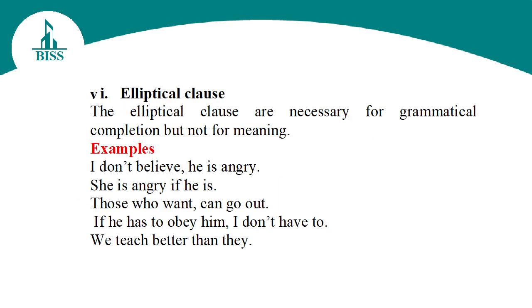Elliptical clause is the sixth kind of dependent clause. Elliptical clause. The elliptical clauses are necessary for grammatical completion but not for meaning. I don't believe, he is angry. She is angry if he is. Those who want, can go out. If he has to obey him, I don't have to. We teach better than they.